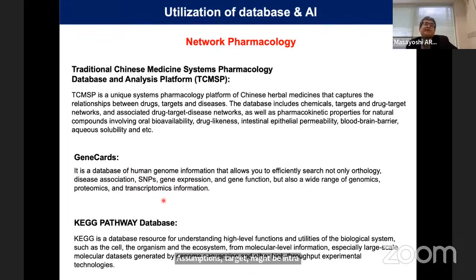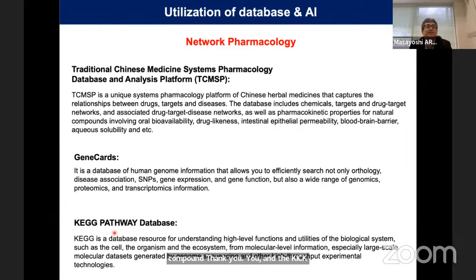These introduced studies are very important in drug discovery research. On the other hand, it is also true that such studies are time-consuming and expensive. But recently, a method called network pharmacology, which predicts the mechanism of action of a compound or extract and its target molecule, is being established by utilizing GeneCards and the KEGG pathway database.